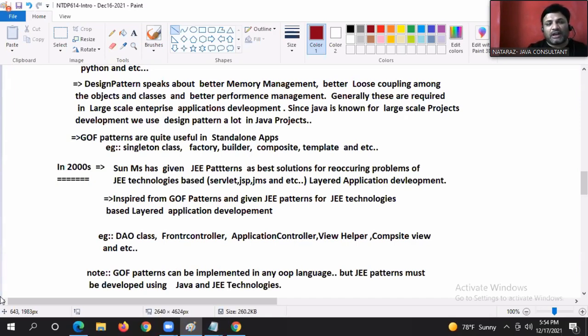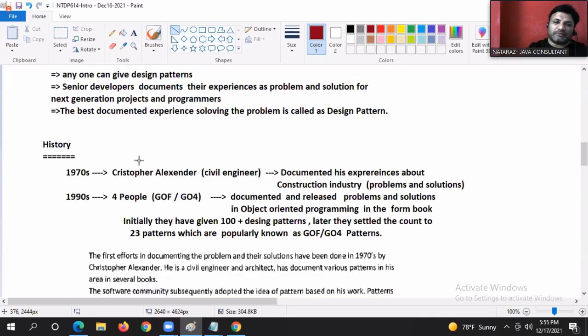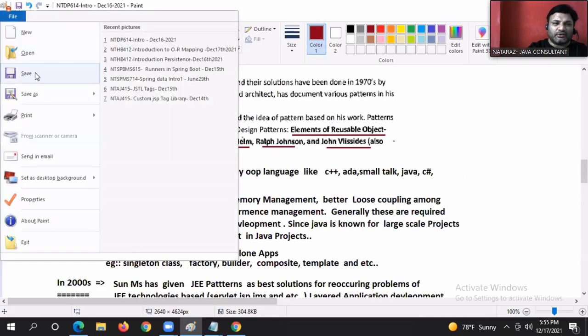Some examples of Gang of Four patterns are Singleton, Factory, Builder, Composite, Template, etc. Some examples of JEE patterns are DAO, Front Controller, Application Controller, View Helper, Composite View, and other things. Gang of Four patterns can be implemented in any OOP language, but JEE patterns must be implemented using Java J2EE technologies. You cannot bring other things into the picture. Shall we get into today's discussion?